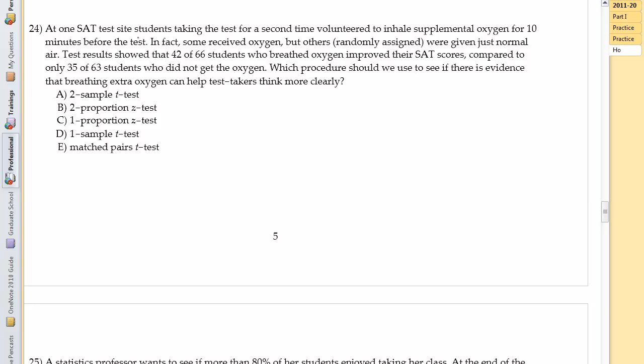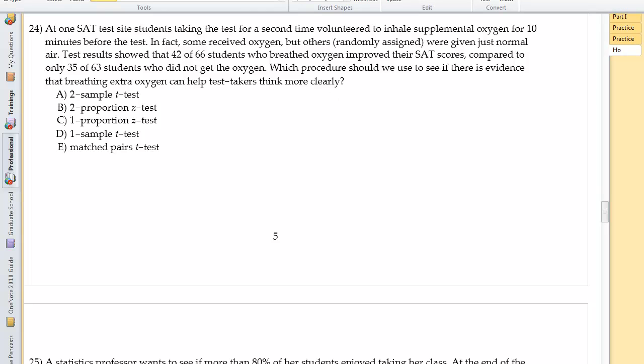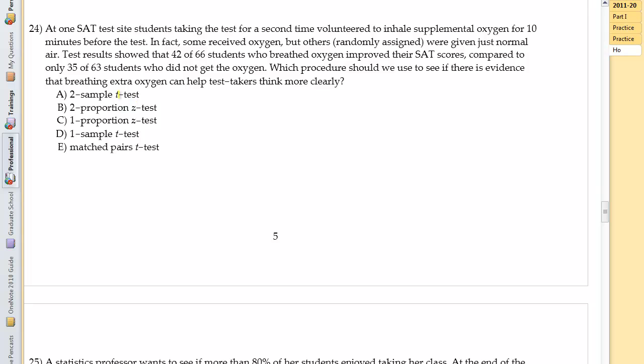At least one SAT test site, students taking the test for the second time volunteered to inhale supplemental oxygen for 10 minutes before the test. In fact, some received oxygen, but others, randomly assigned, were given just normal air. The test results showed that 42 of 66 students who breathed the oxygen improved their SAT scores compared to 35 of 63 students who did not get the oxygen. Which procedure should we use to see if there is evidence that breathing extra oxygen can help test takers think more clearly? Okay, so what are some of the things that we're looking for between a z-test and a t-test?